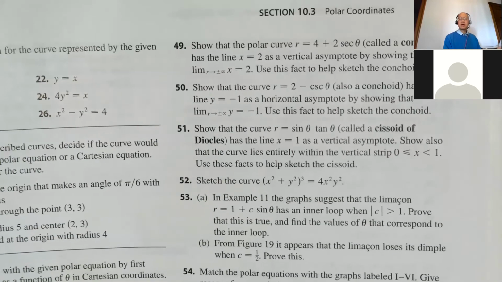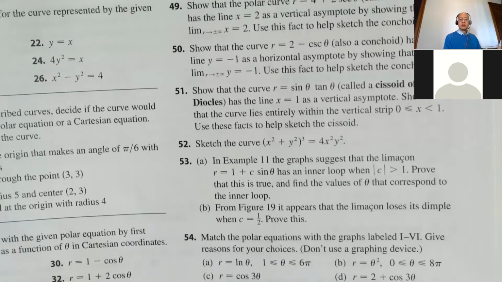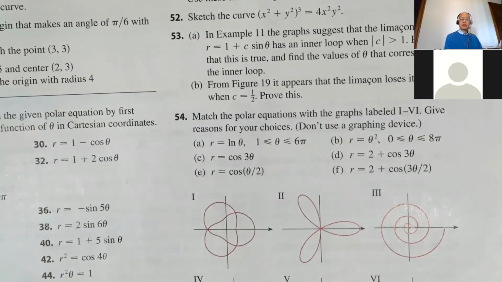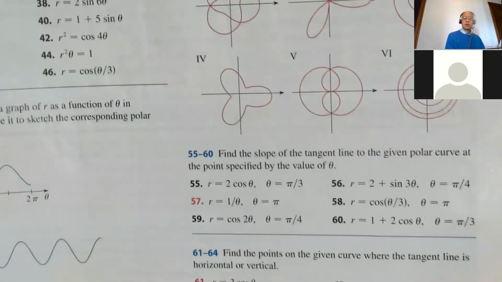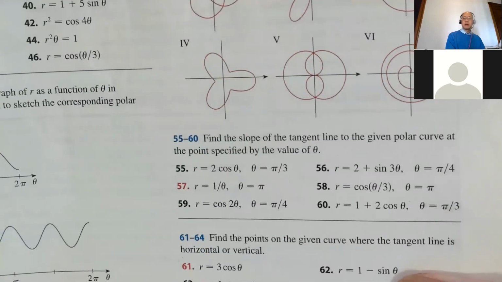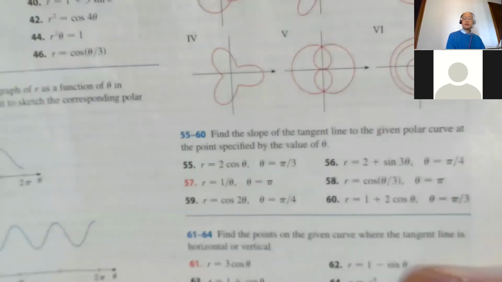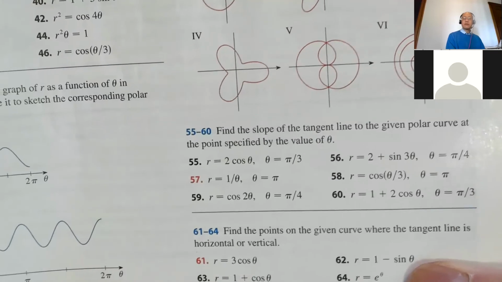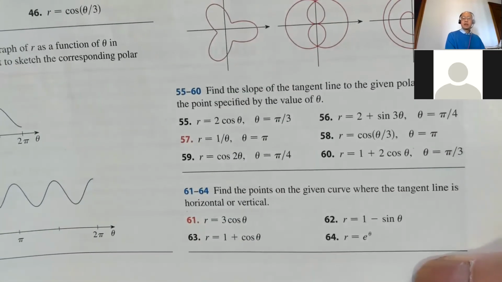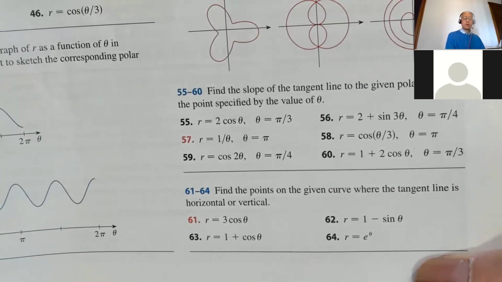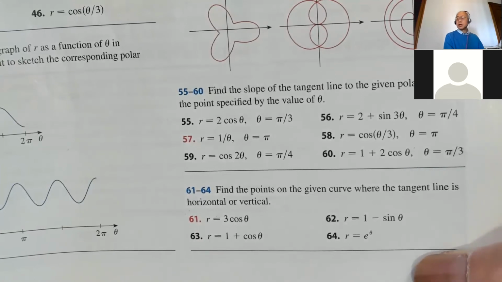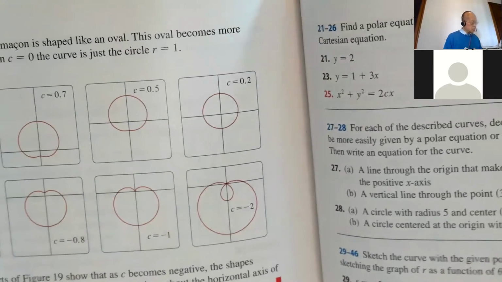Okay, and then, let's see. I don't think we had to do those. And yeah, these problems at the bottom: find the slope of the tangent line. Yeah, 55, 57, 59. And then horizontal and vertical tangent, 61, 63. Okay. Right, so there we go.